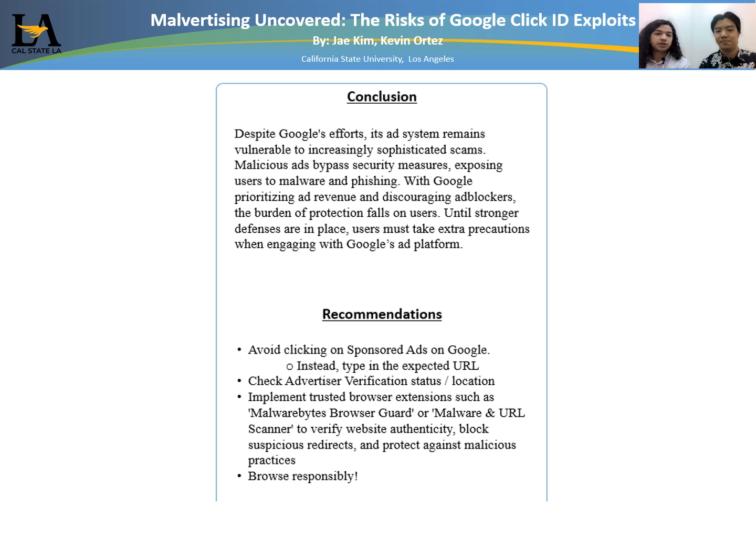Right, and some recommendations that we found is to avoid clicking on sponsored ads by Google and instead typing the actual expected URL that you want to go to. Now, this might be tedious, but there's an argument to be made of performance over security. Second one would be checking advertiser verification status in their menu. Third would be implementing trusted browser extensions such as Malwarebytes Browser Guard or malware and URL scanners to verify every URL that you try to click. And lastly, browsing responsibly. It's the best thing you could do.